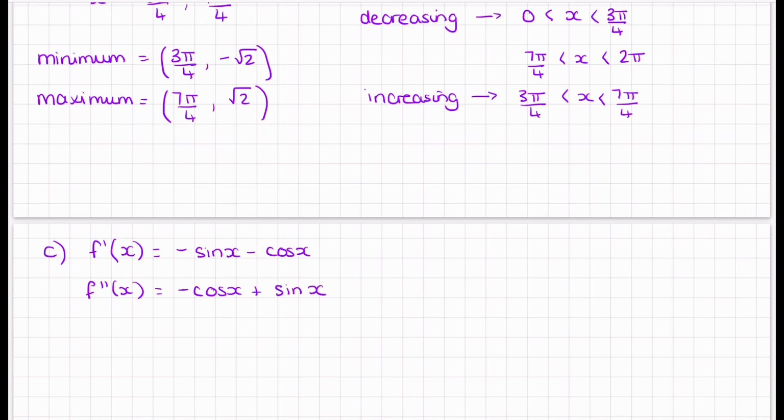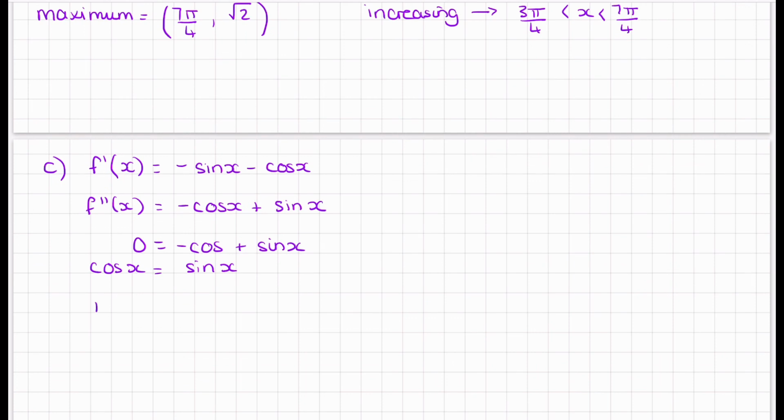Concave up and concave down, once again we make this equal 0. 0 equals negative cos x plus sine x. It means we're wanting when cos x equals sine x, which will be, once again, as we found in part A, at pi on 4 and 5 pi on 4. We need to do another sign diagram for these now to work out where it's concave up and concave down. So pick a number between 0 and pi on 4. You'll find that's negative, then it's positive.